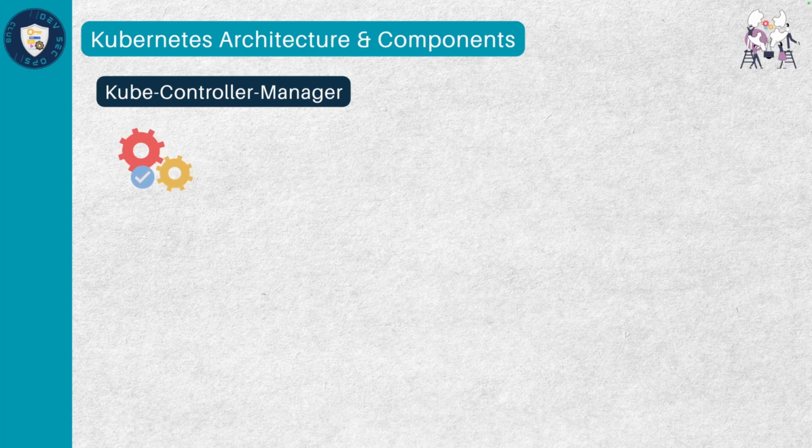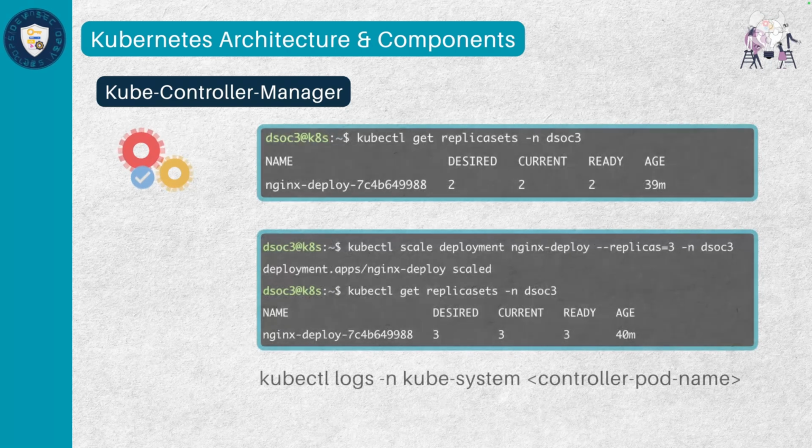I just gave you one example. There are several other kinds of controllers as well, such as controllers for namespaces, replica sets, and others. But here its basic job is to monitor the cluster state and take corrective actions to ensure it matches the desired state. This is the job of the controller.